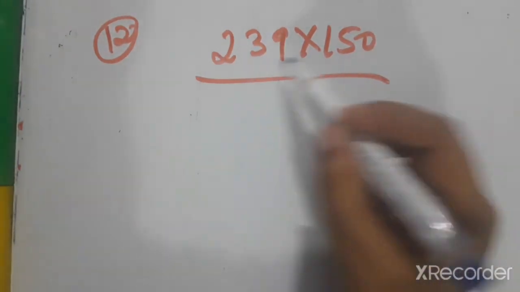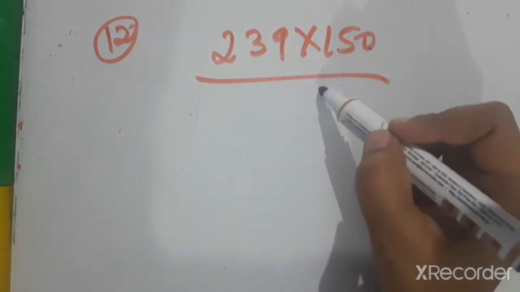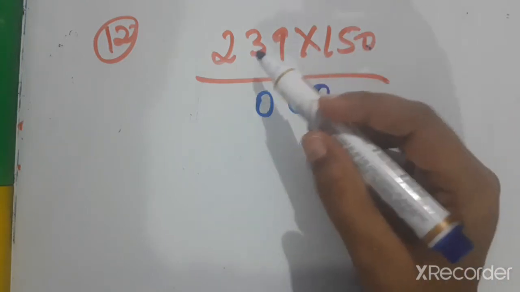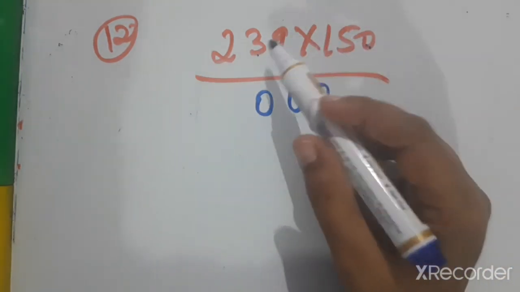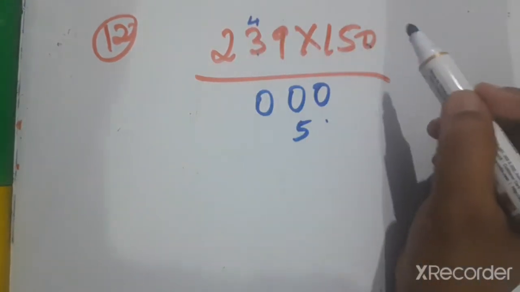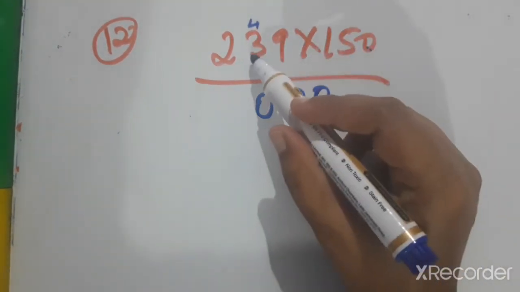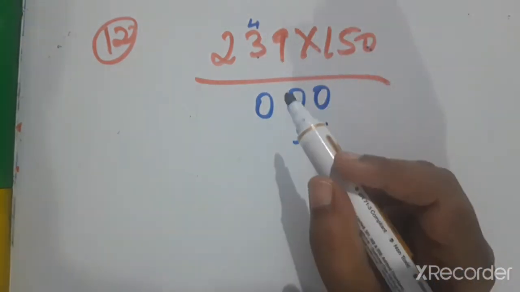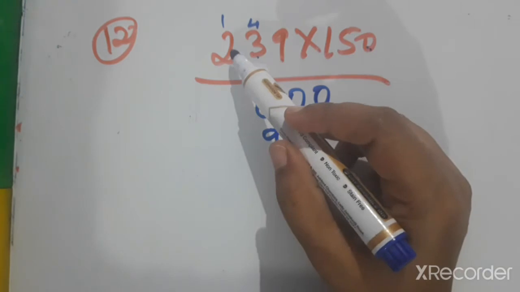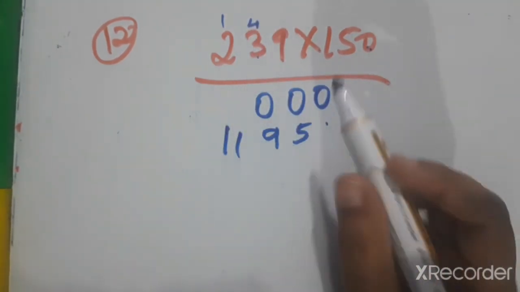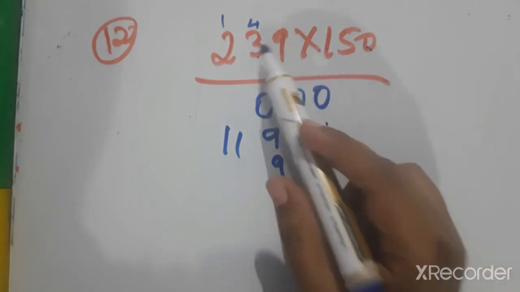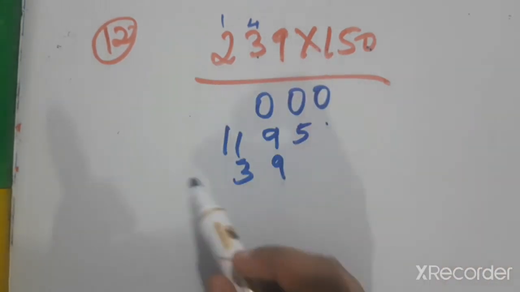Now 12th question, 239 into 150. 0 into 9 is 0, 0 into 3 is 0, 0 into 2 is 0. 0 with each number multiplication over. Now with 5. 5 nines are 45. So leave one space and write 5 and 4 carry out to next place. Now 5 threes are 15. 15 plus 4 is 19. So 9, 1 carry out to next place. 5 twos are 10 plus 1 is 11. Now with 1 we have to multiply each number. 1 nines are 9, 1 threes are 3, 1 twos are 2.